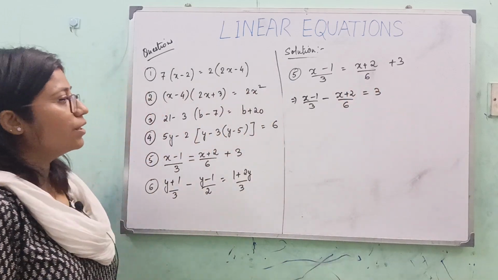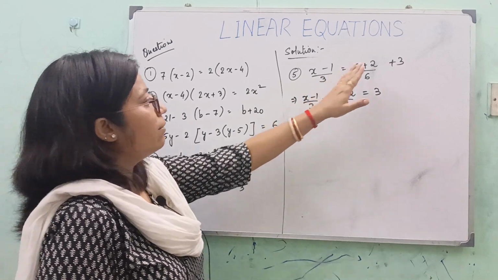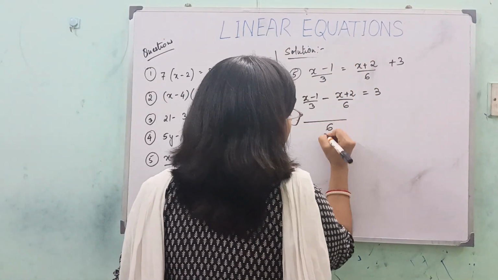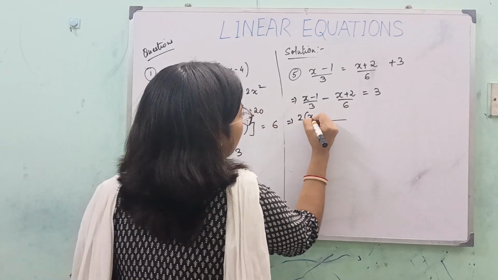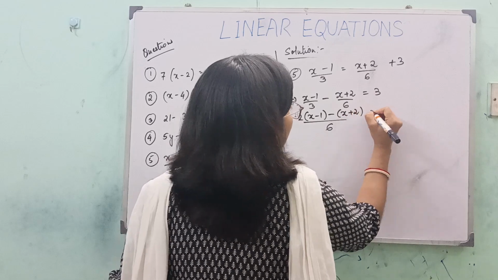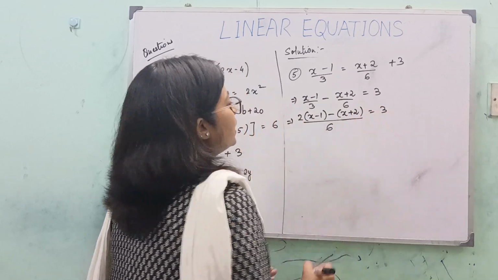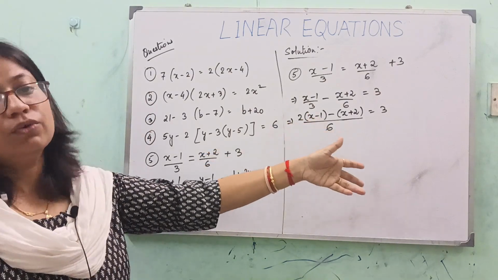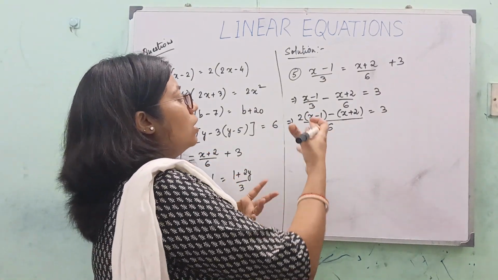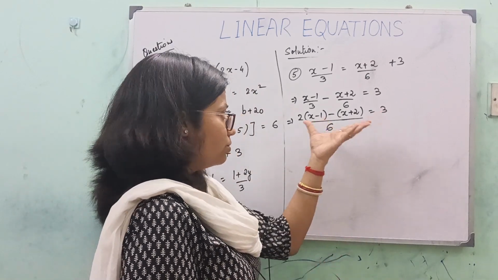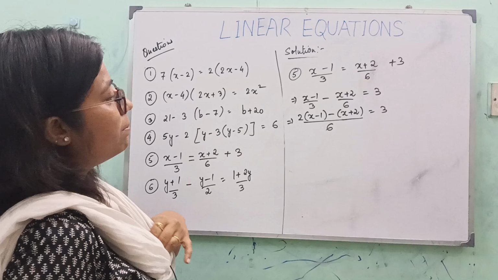So what did we do over here? We have collected the terms. I have brought this term to this side. Now the LCM is 6. This is 2 into (x minus 1) minus (x plus 2) equal to 3. We have taken the LCM of 3 and 6, that is 6. And the same way you subtract fractions, the same logic we have been using here to simplify this.